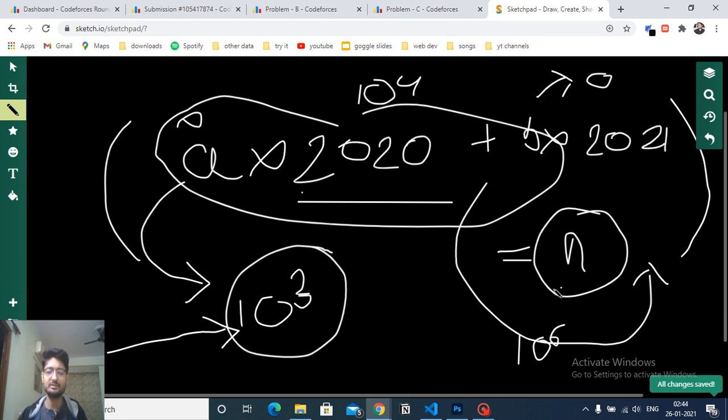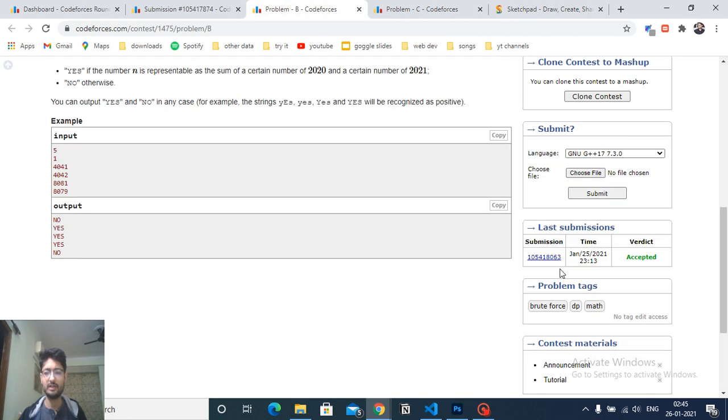If the number which is formed is actually divisible by 2021, which means that you can find out some b value also, if it is possible, then the answer is yes, else the answer is no. So that's what I've done.